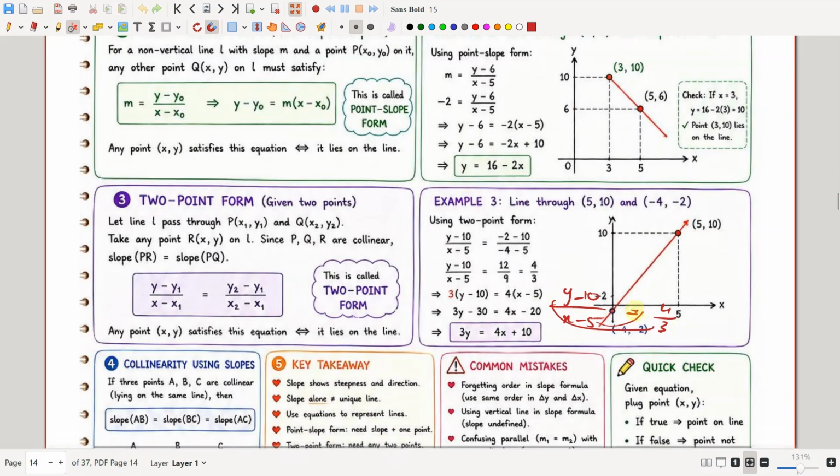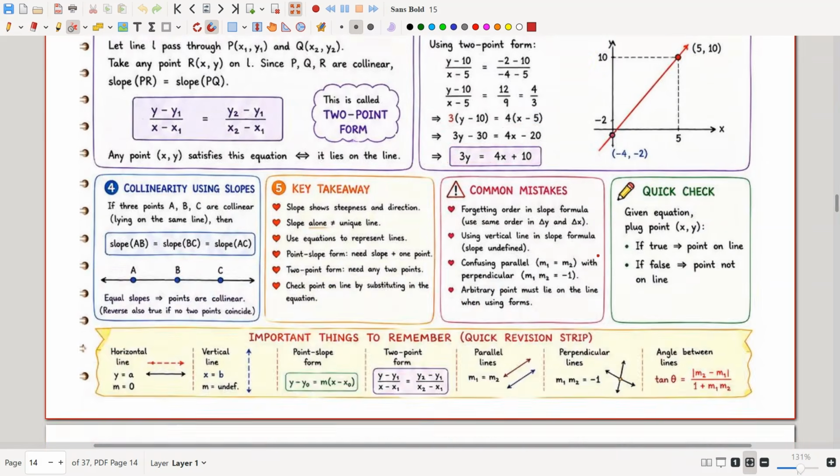I'm cross multiplying these two values. So 3 into y minus 10 is equal to 4 into x minus 5. So 3y minus 30 is equal to 4x minus 20. So 3y is equal to 4x plus 10. So this is the equation for the line which has 2 points, 5 comma 10 and minus 4 comma minus 2, passing through it. Okay.